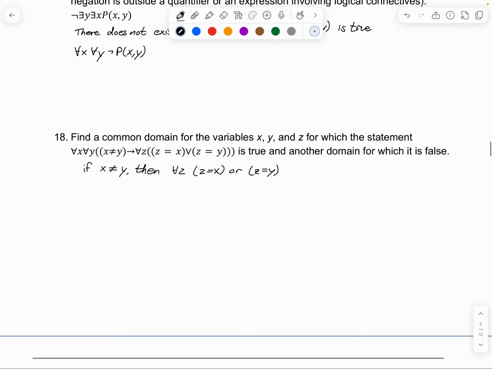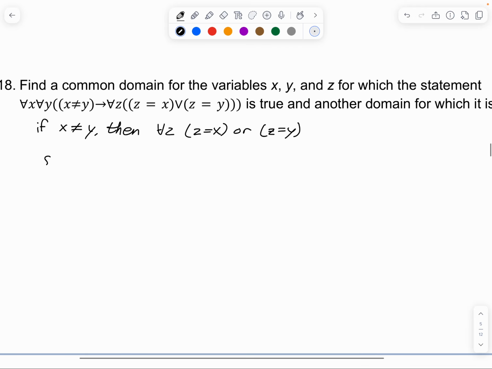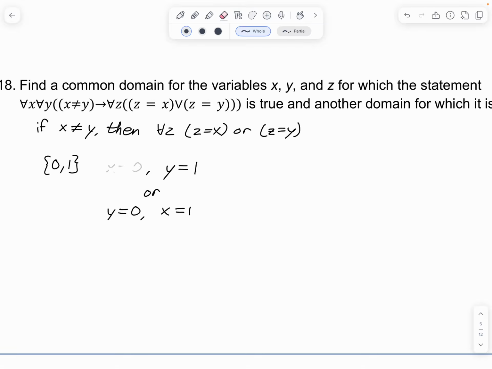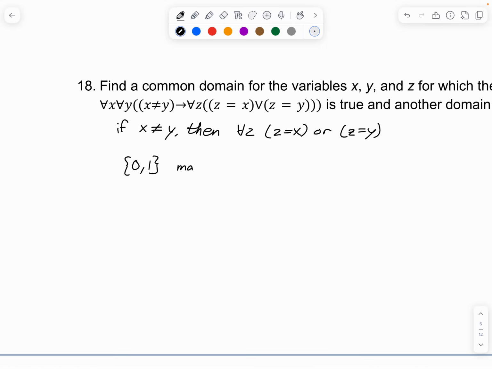So the only way this works is if you have two things in the domain. It could really be anything. It's just a set with two things. So like 0, 1, for example. If x does not equal y, then that means we've either got x is 0 and y is 1, or vice versa, y is 0 and x is 1. Those are the only two options. And in that case, z must be either 0 or 1. It makes this statement true. So it's true for any domain with only two elements.